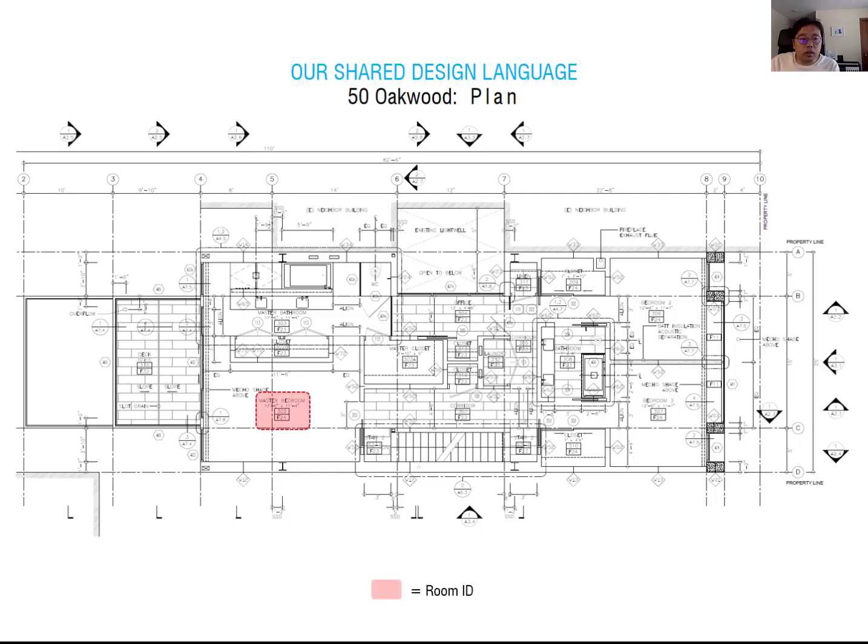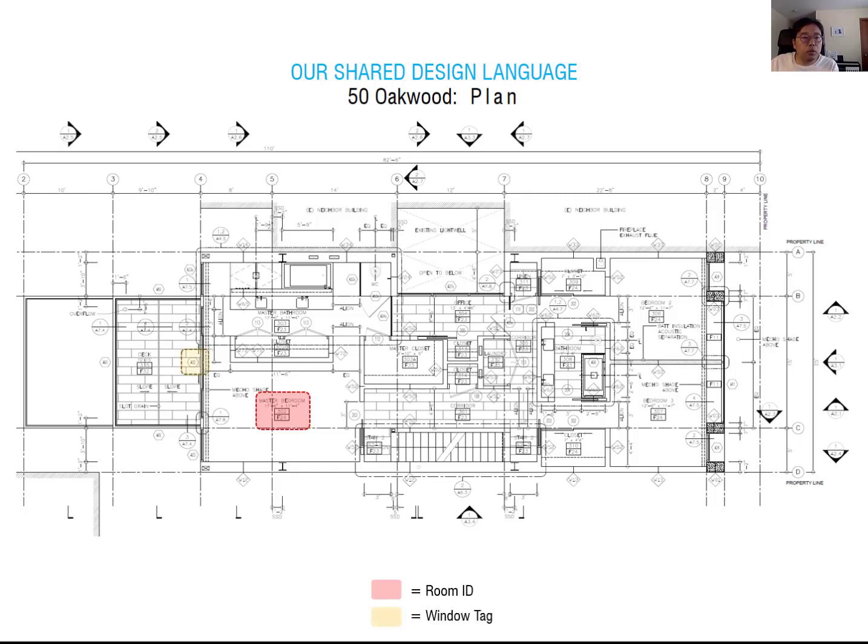We already discussed the room ID here. You can see that this is a master bedroom, and you can see the size of the master bedroom and the master bedroom number. I also include the F10, which is the floor type, meaning what kind of floor system we use for this location.